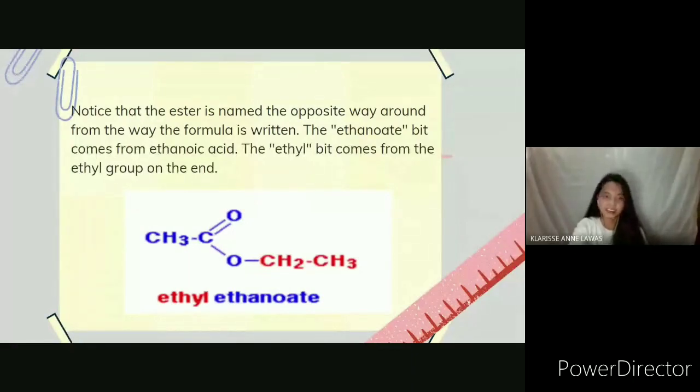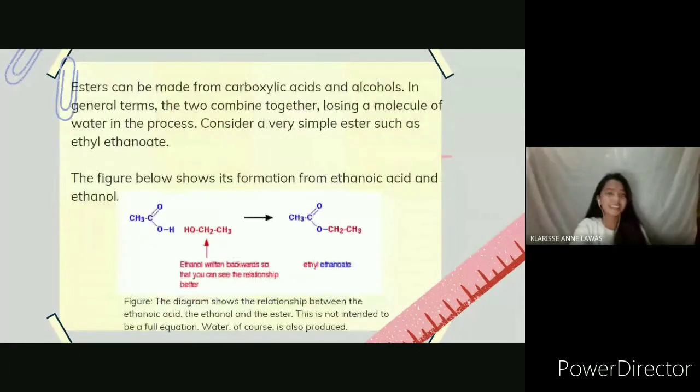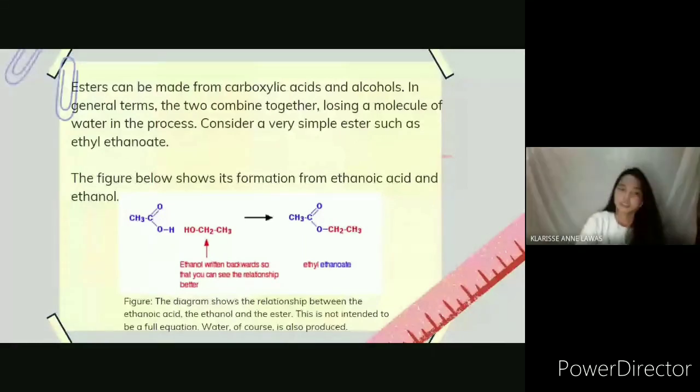Esters can be made from carboxylic acids and alcohols. In general terms, the two combine together, losing a molecule of water in the process, to form a very simple ester such as ethyl ethanoate. The figure below shows its formation from ethanoic acid and ethanol. So, in the figure, the diagram shows the relationship between the ethanoic acid, ethanol and ester. This is not intended to be a full equation. Water, of course, is also produced.